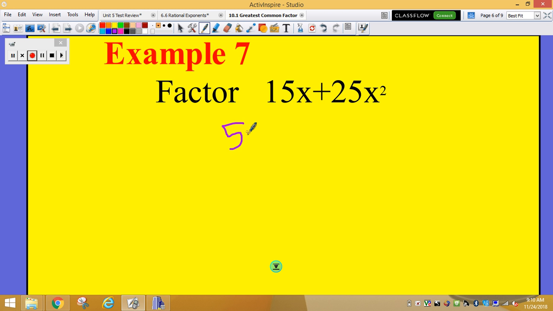Do they both have an x? Yes. The smallest exponent is a 1. Okay, let's factor it out. That means divide. 15 divided by 5 is 3. I had one x and I took one out, so no more x's. Bring down your plus. 25 divided by 5 is 5. I had 2 x's, and I'm taking 1 out, so that just leaves 1x.